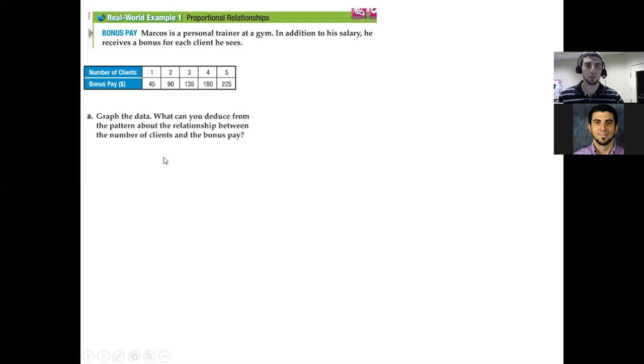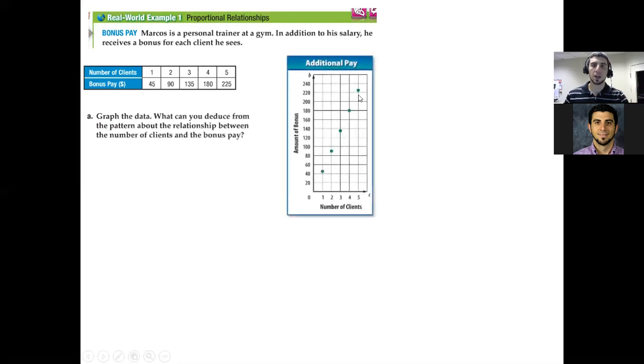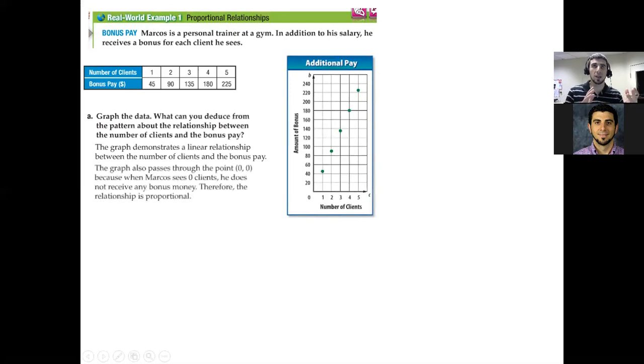So if we graph this data, what can we deduce from the pattern about the relationship between the number of clients and bonus pay? Well, if we graph it, it looks like the dots go in a line. So the graph demonstrates a linear relationship between the number of clients and the bonus pay. That means the amount that he gets per client is always constant. It's always going to be the same amount. The graph also passes through the point (0, 0). Even though it's not on the table, think about it. If he has no clients, he's going to get no bonus. So his pay from just bonuses would be 0, right?